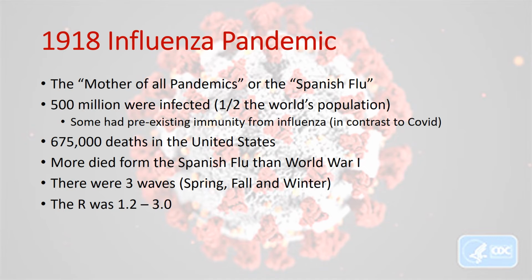Overall, there were 675,000 deaths in the United States, and more died from the Spanish flu than World War I. There were 3 waves: spring, fall, and winter. This is expected for COVID-19 as well. Finally, the R was 1.2 to 3. Remember, the R naught for COVID-19 is 2.3. So how did the US react at that time? Here are 3 examples of cities and how they reacted differently.